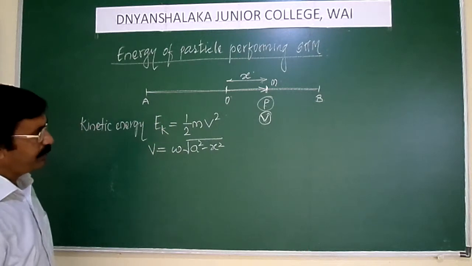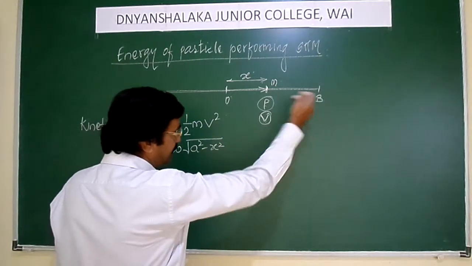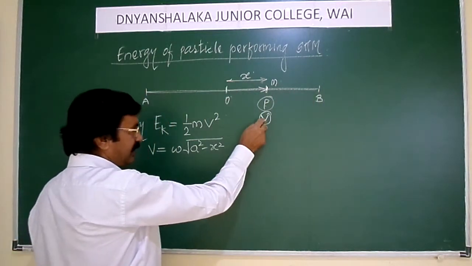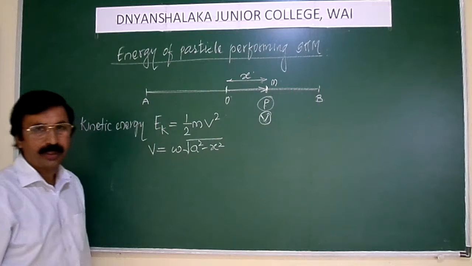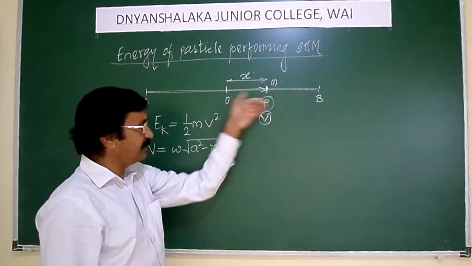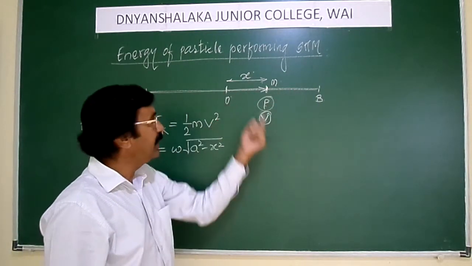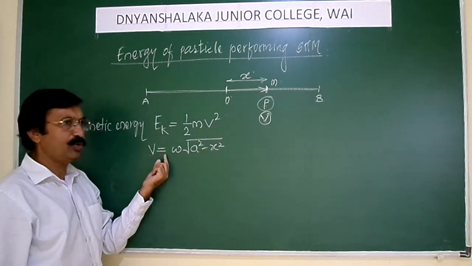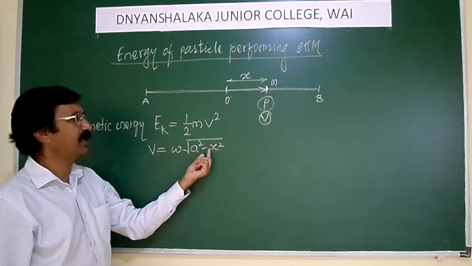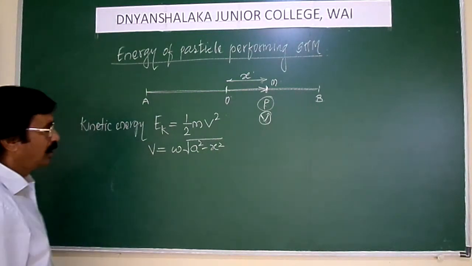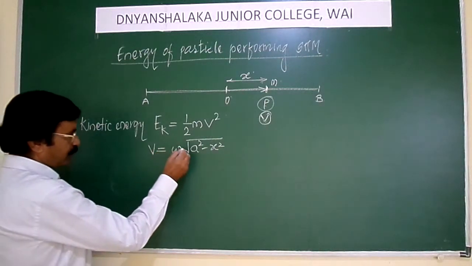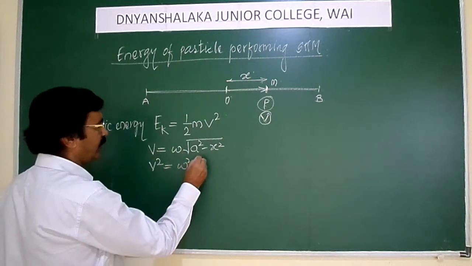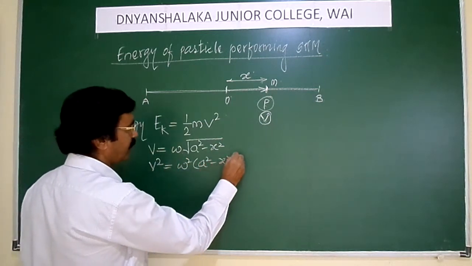But at point P, if the particle is returning back from B and moving towards O, then the same velocity will be minus v. So irrespective of the direction, whether it is going toward the right or toward the left, at point P the magnitude of velocity will be v is equal to omega under root a square minus x square. And so if we put this value over here, the value of v square becomes omega square in the bracket a square minus x square.